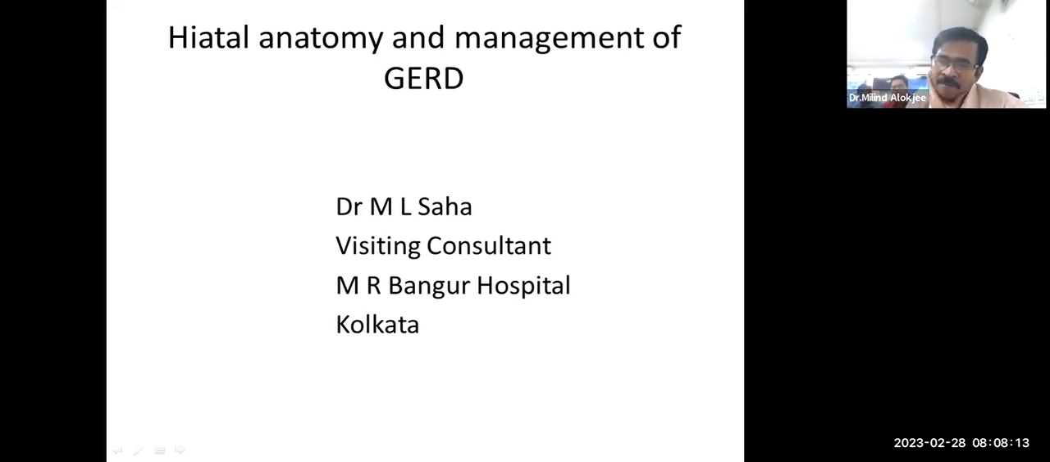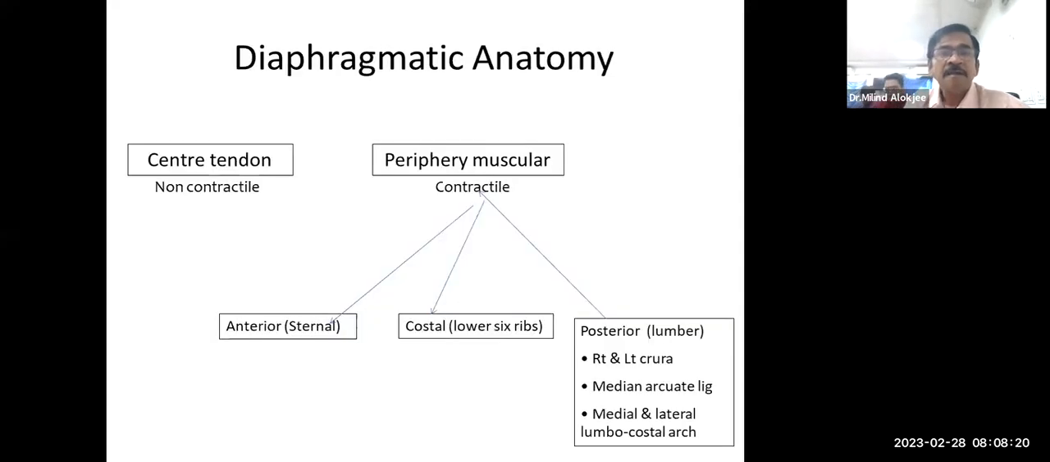Today we'll have a presentation on hiatal anatomy and management of gastric reflux disease. If you go to the esophageal hiatus in the diaphragm, we should know the basic diaphragmatic anatomy, where the diaphragm has a central tendon and a peripheral muscular part. This peripheral muscular part is divided into the anterior sternal part, costal part, and posterior part, the two crura and the lumbocostal arches and the median arcuate ligament.